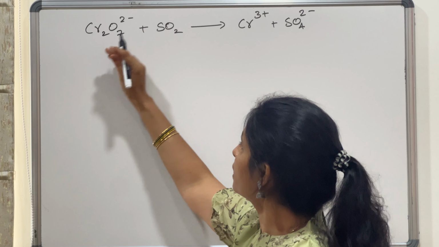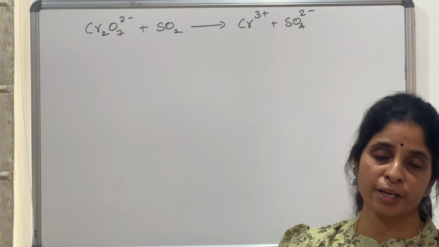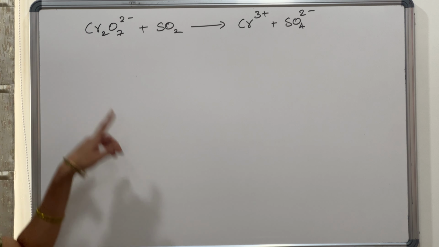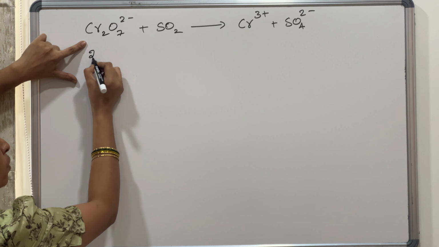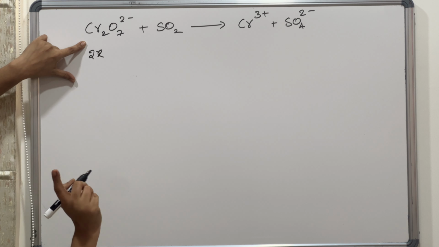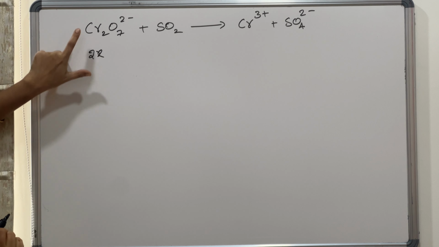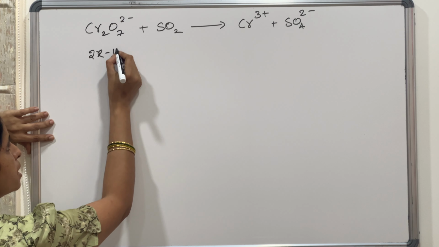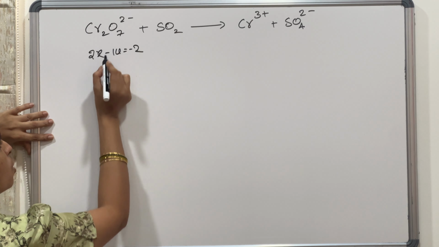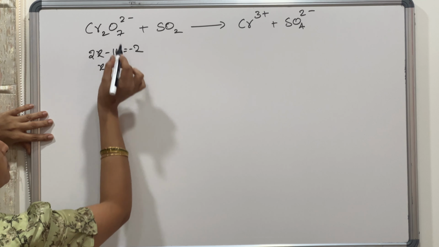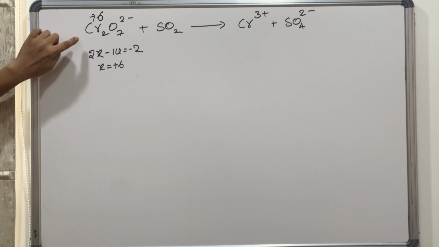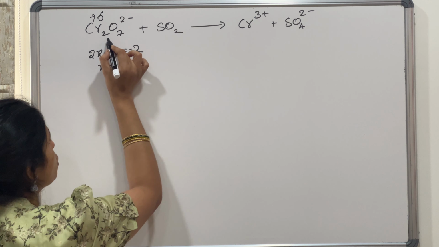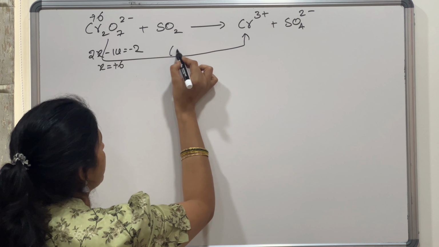So here first identify which one is undergoing oxidation and which one is undergoing reduction. For that you need to calculate the oxidation state. So here 2x, the one you need to find out the oxidation state will be considered as x. So 2x, oxygen minus 2 into 7 minus 14 is equal to minus 2. So x is equal to plus 6. So here it is plus 6 oxidation state. Here it is in plus 3 oxidation state. So if you observe this is undergoing reduction.